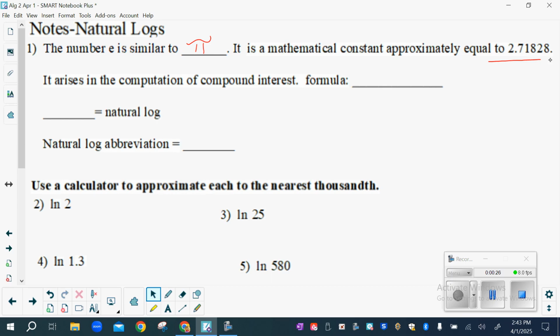It arises in the computation of compound interest. Here's the formula for compound interest. This formula is more complicated than the one we were working with on Friday. We are not going to work with that this year. If you go into pre-calculus, we will work with that. Okay? So I just need to talk about it.